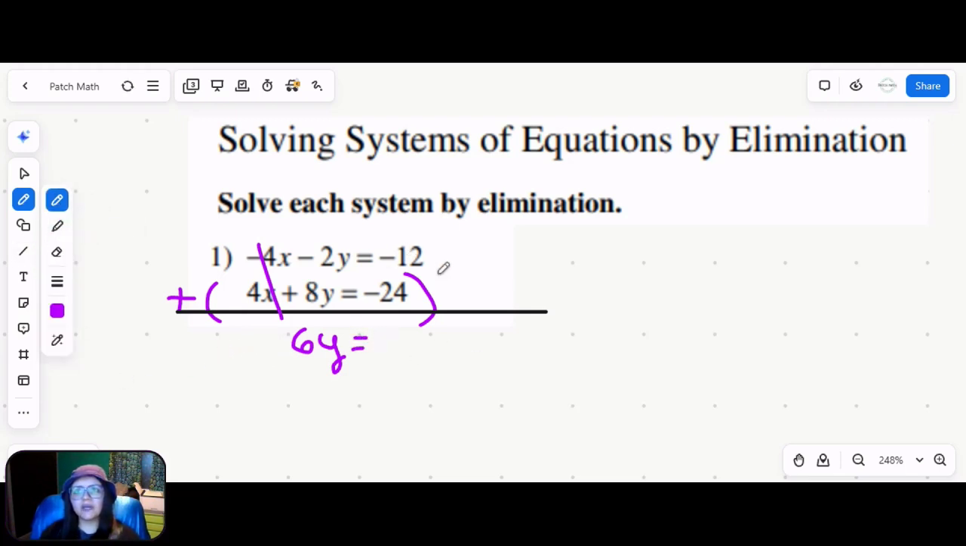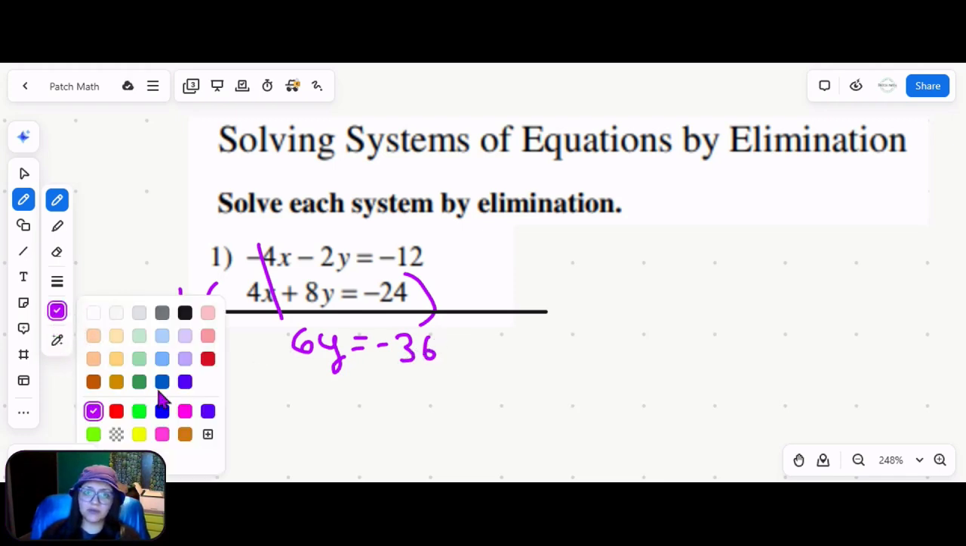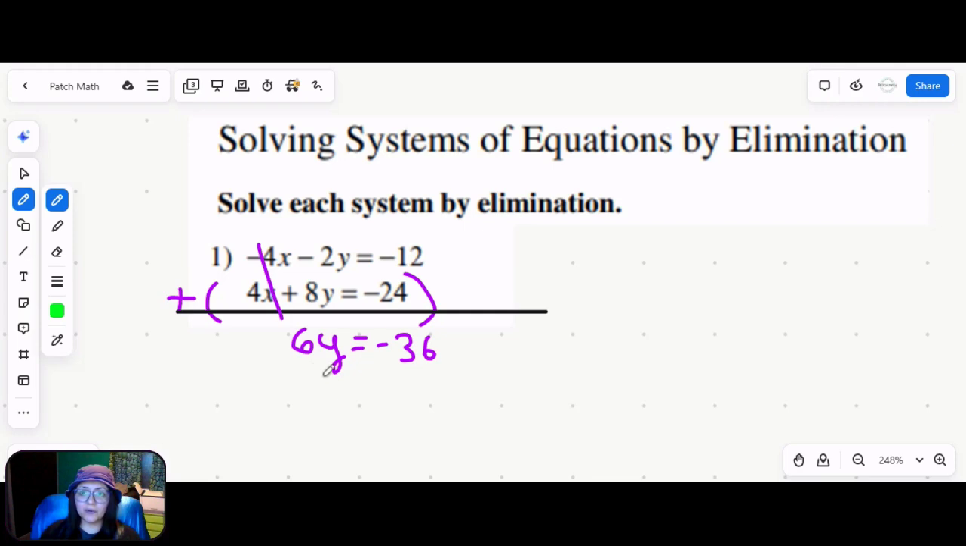From there, we have negative 12 minus 24. In this case, that is negative 36. And now we have a single equation with a single variable y, and we can solve for it.